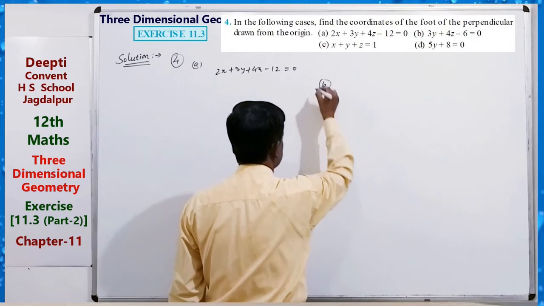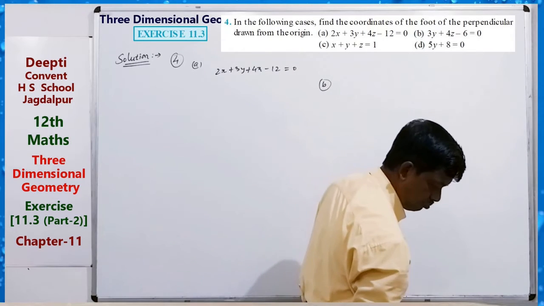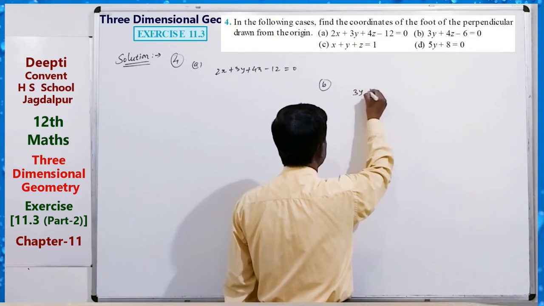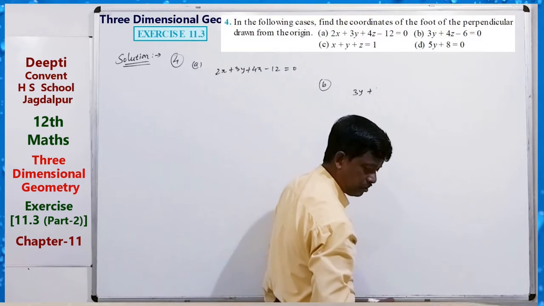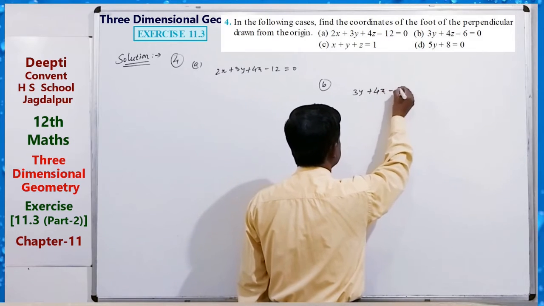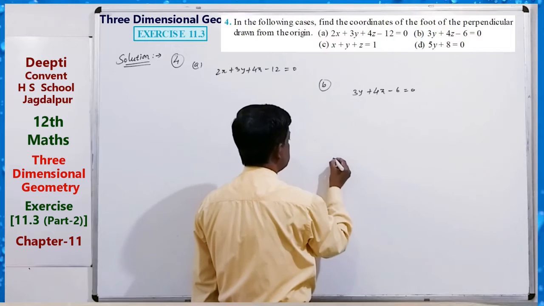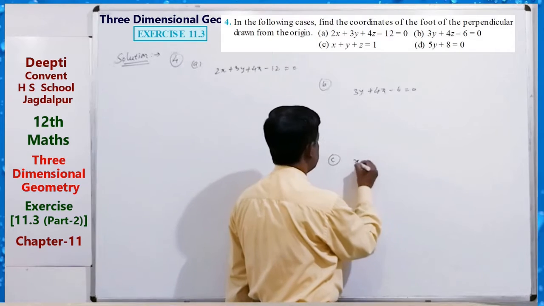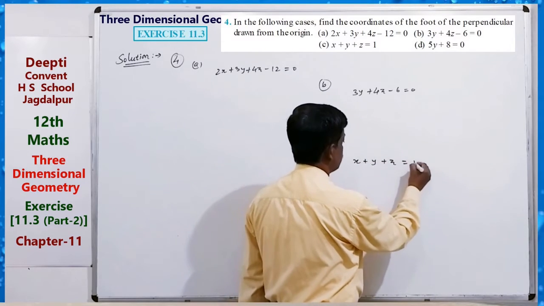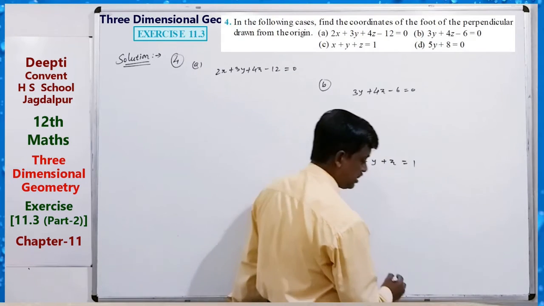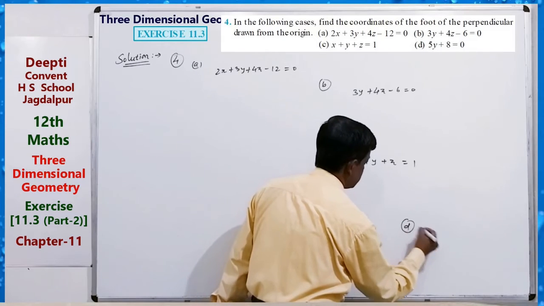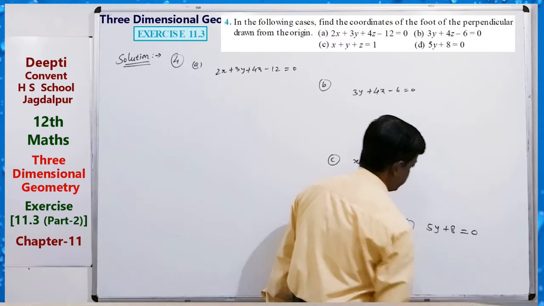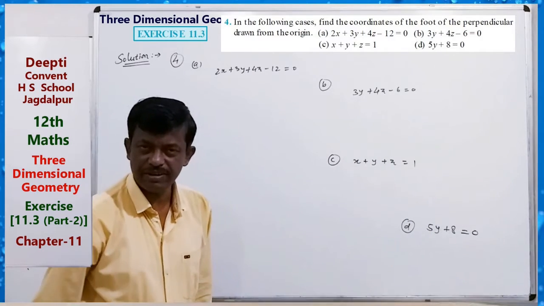Another is B: 3y plus 4z minus 6 equals 0. And C is x plus y plus z equals 1, and D is 5y plus 8 equals 0. These are the 4 planes given in Cartesian form.